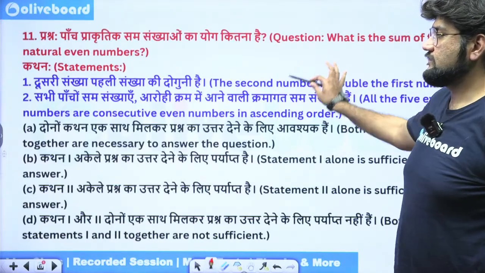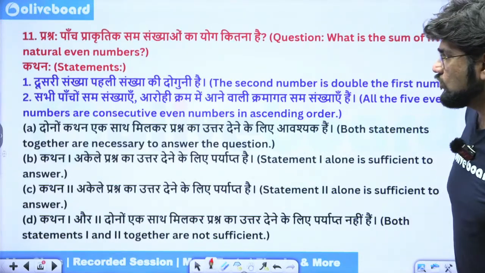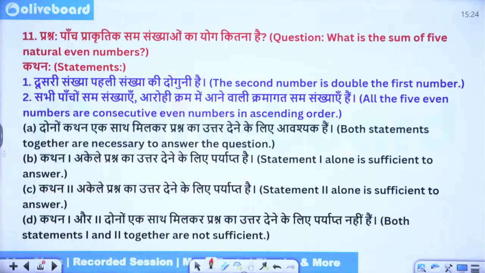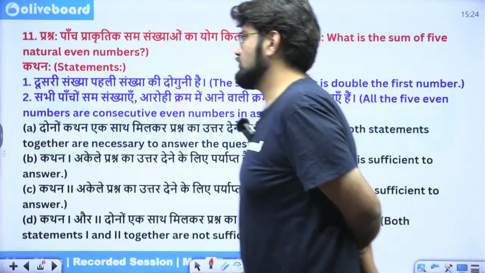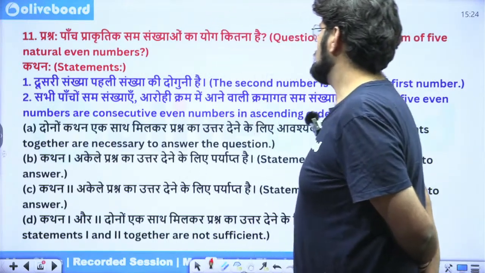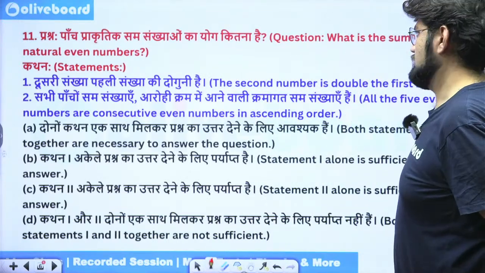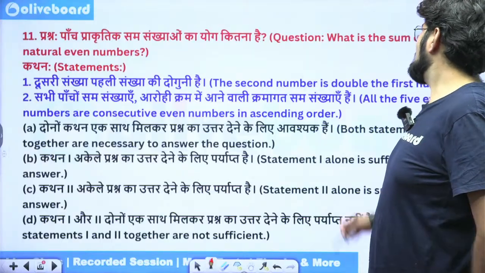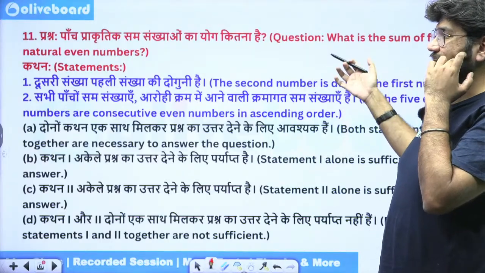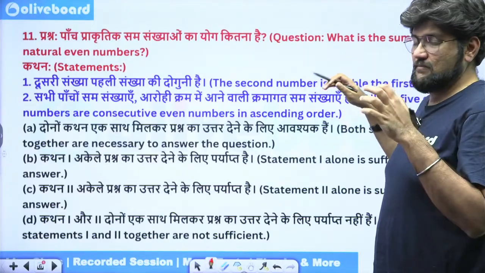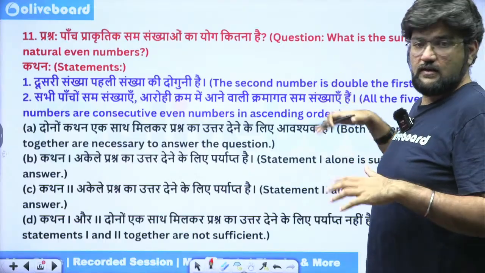Now before reading this, read the options. The options say both are necessary. Second one says 1 alone is sufficient. Third says 2 alone is sufficient. D says both are not sufficient. Typical question again. So check for 1 alone first. 1 alone says the second number is double the first number. Now see, there are 5 natural even numbers. One number is double the second, but how is that going to help us? It's not going to help us.